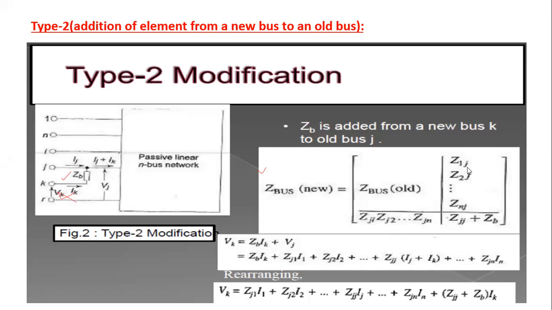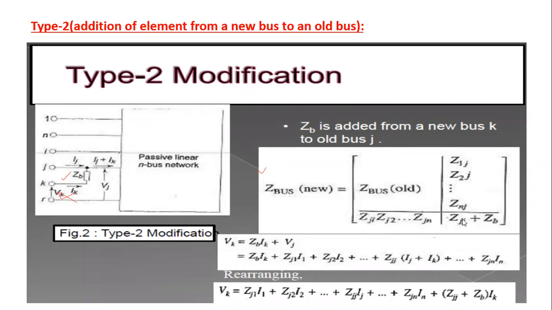Where J is the old bus and K is the new bus. Z1J, Z2J and so on ZNJ, and ZJ1, ZJ2 and so on ZJN, and then ZJJ plus ZB. This is the ZJJ plus ZB, where J is the old bus and ZB is the branch that will be added between the new bus to the old bus.